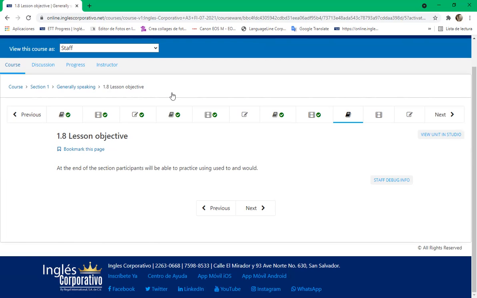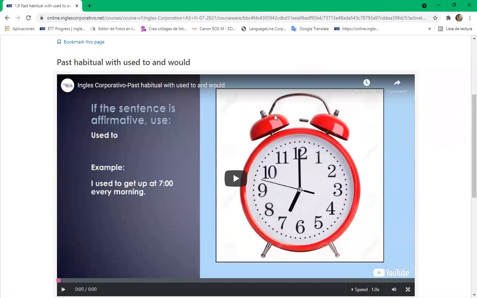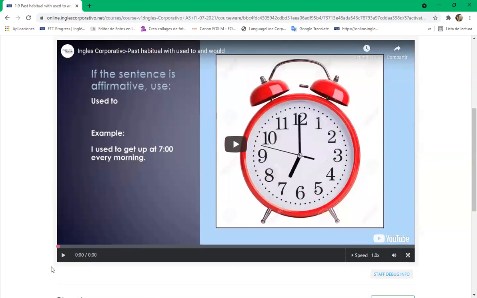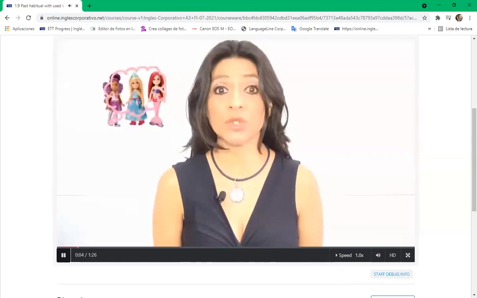So, let's do the next lesson so we can finish lesson one. It says, at the end of the section, participants will be able to practice using used to and would. Look, class, keep in mind the D here. Used to. It's a little difficult to pronounce used to, but remember, there's a D right there. Hi. What did you used to do when you were a child? Did you used to play with dolls or marbles?